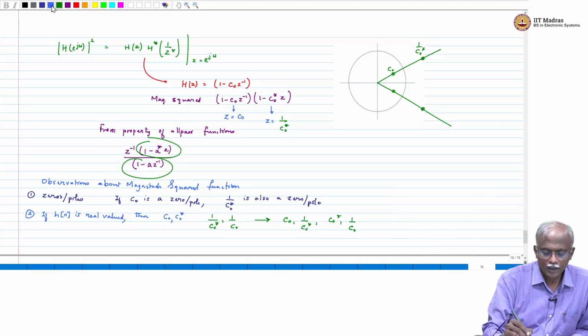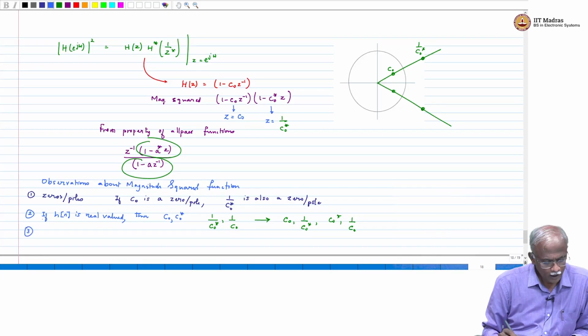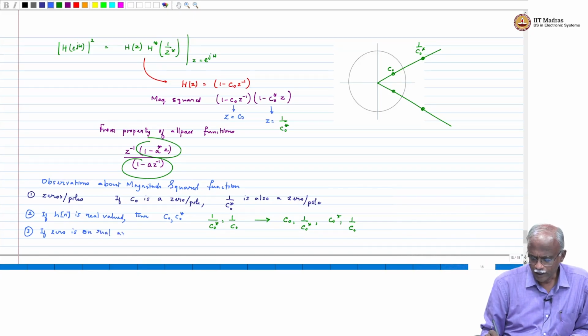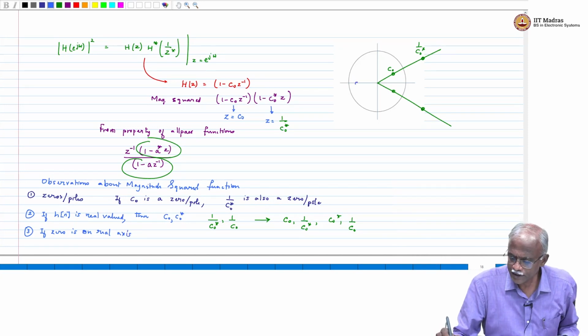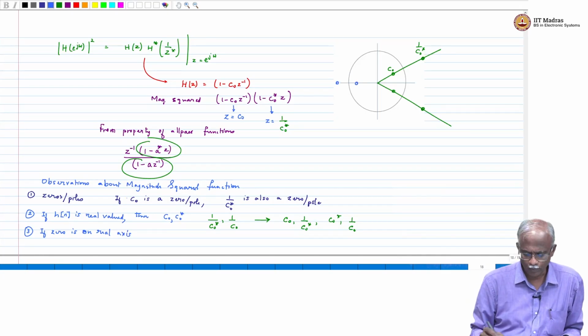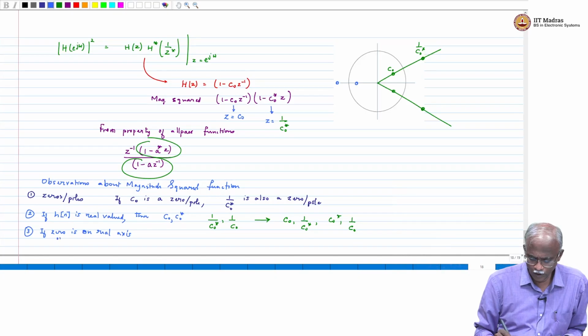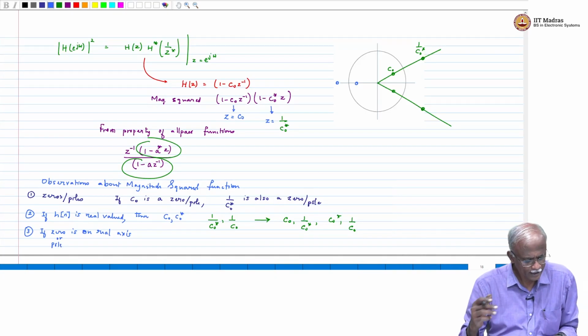Okay. Now third one, if the zero happens to be on the real axis, then what you have is a zero here, and the reciprocal will also be present, zero or a pole. The reciprocal will also be present in this.